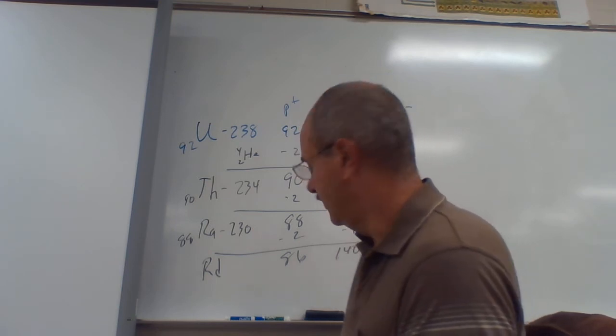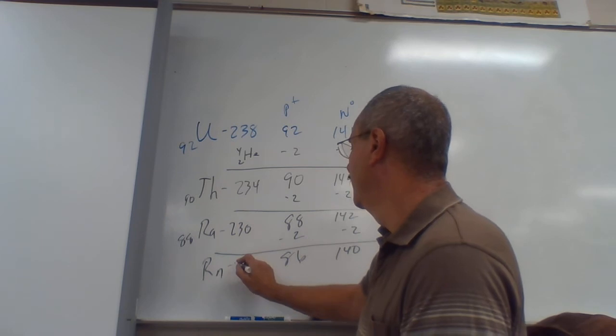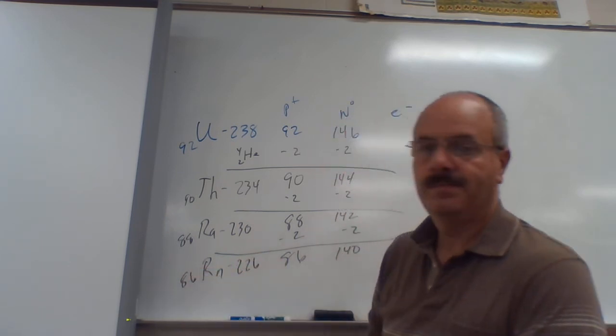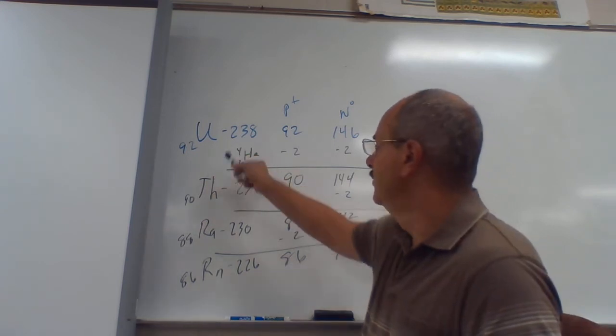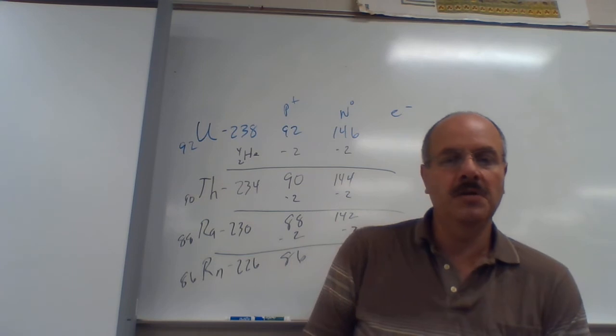Oops. I did the wrong letters. I'm sorry, not radon. Radon, there we go. And that is 226 and number 86. Okay. So now this is like 6 million years for this to occur to make radon.